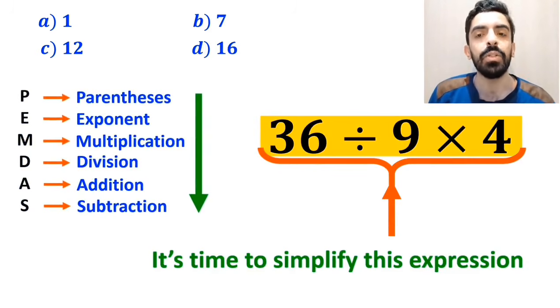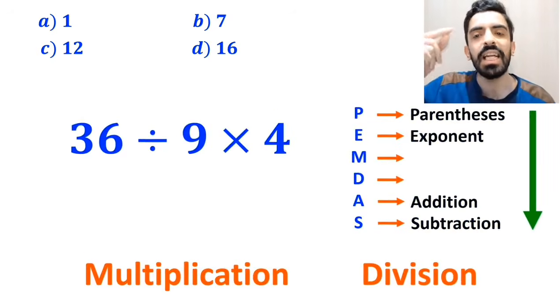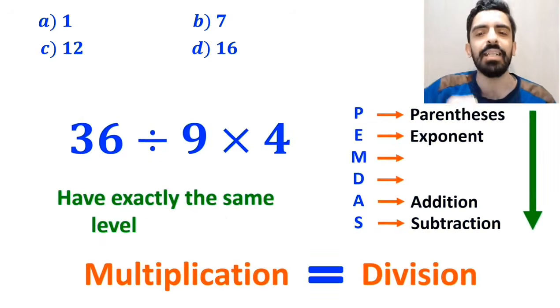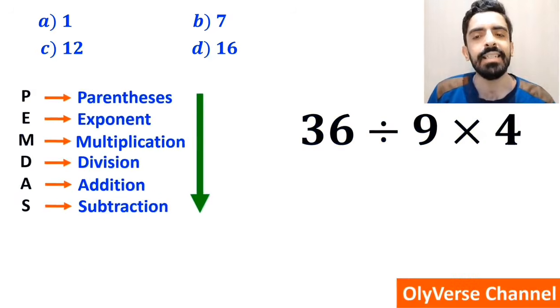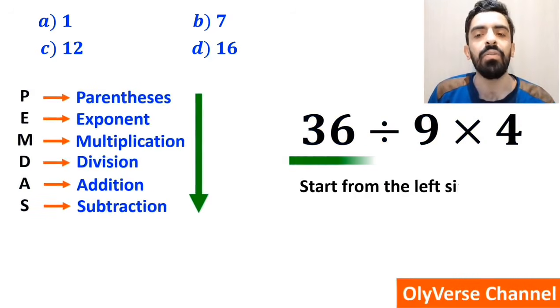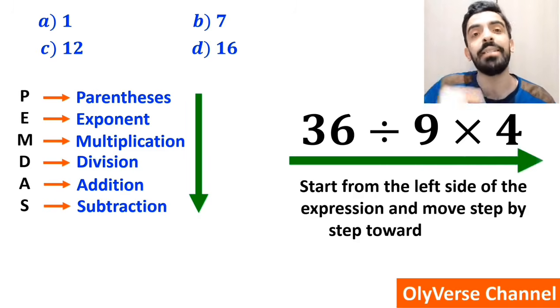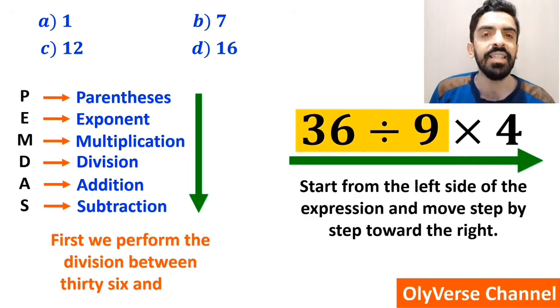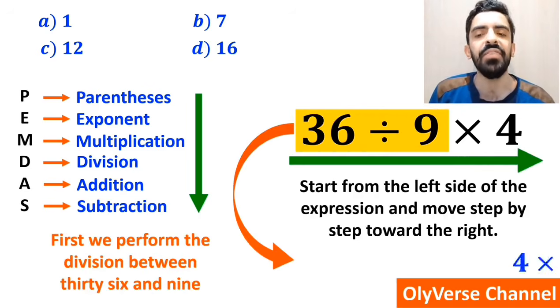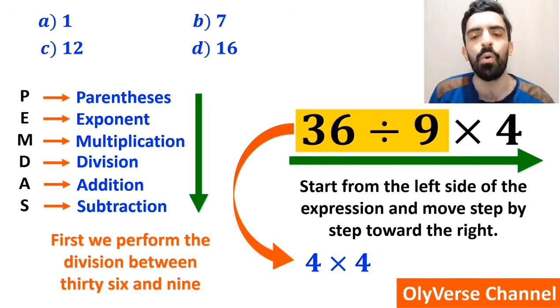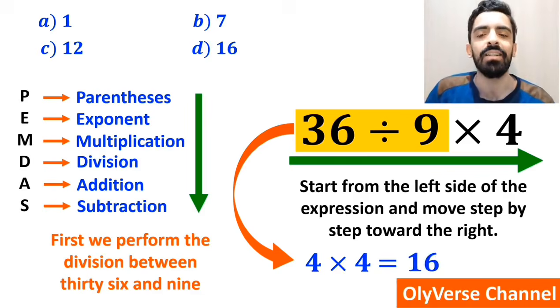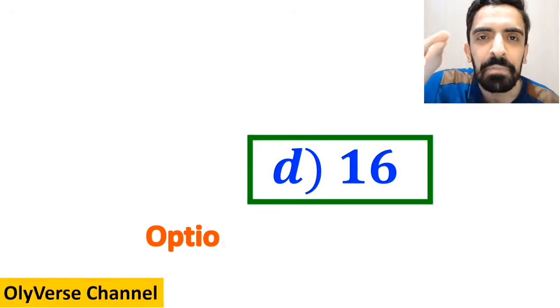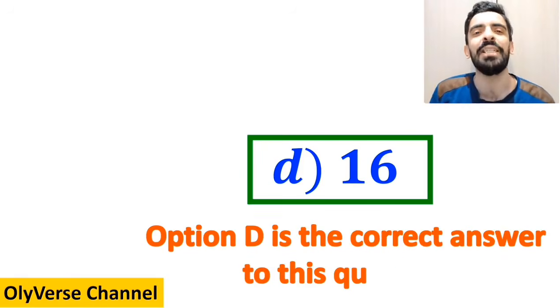It's very important to note that in the PEMDAS rule, multiplication and division have exactly the same level of priority. In this case, all we need to do is to start from the left side of the expression and move step by step toward the right. So, first we perform the division between 36 and 9. Let's simplify this expression to 4 multiplied by 4. And finally, the value of this expression will be 16. Therefore, option D is the correct answer to this question.